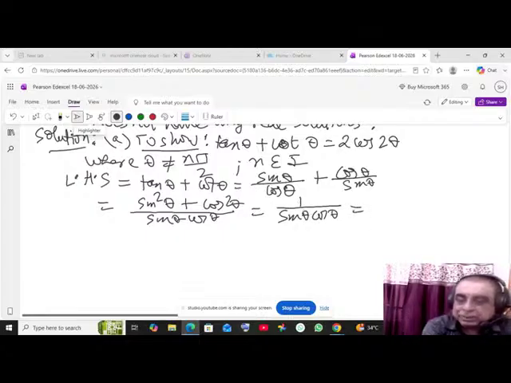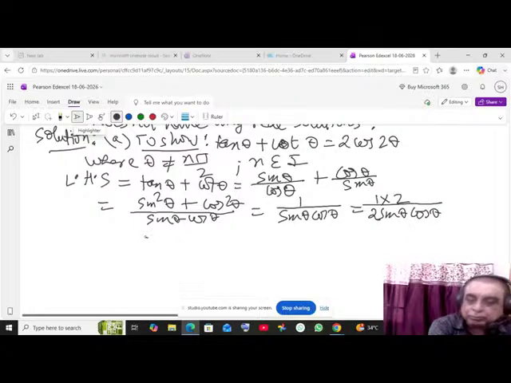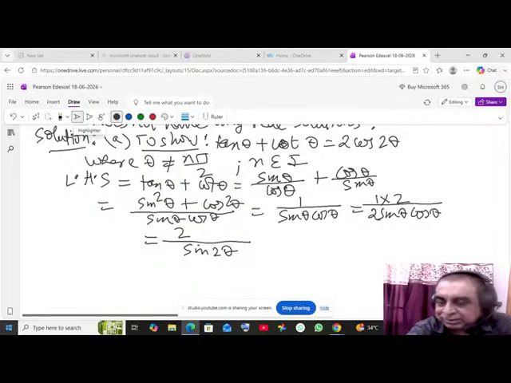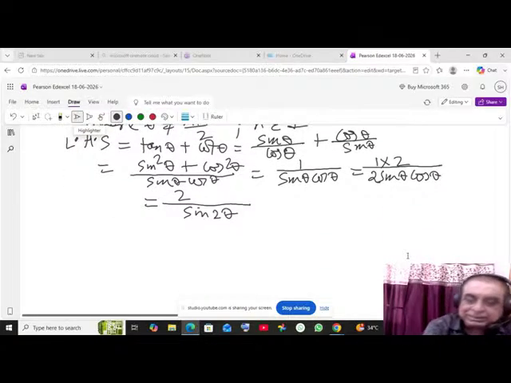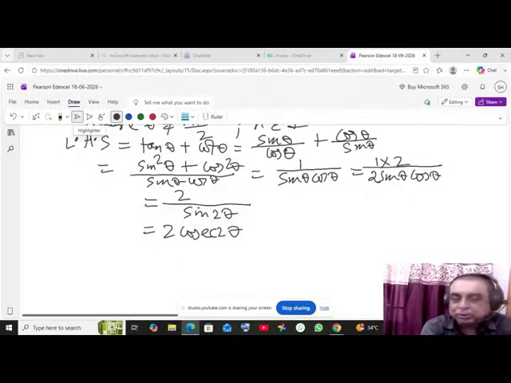So now you multiply numerator and denominator by 2. So 1 multiplied with 2, and the denominator also we are multiplying with 2. So what we get? 1 times 2 is 2, and 2 sin theta cos theta value we know is equal to sin 2 theta. So when we write the reciprocal of sin 2 theta, this becomes 2 cosec 2 theta. The reciprocal of sin 2 theta is cosec 2 theta.